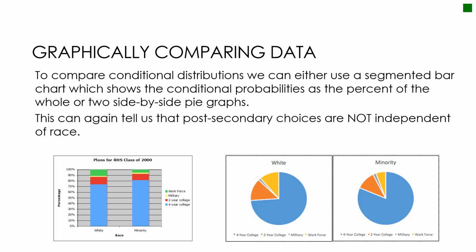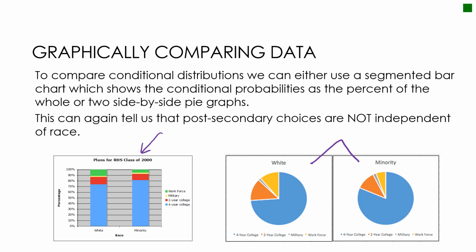Now that we know how to numerically compare data for 2 categorical variables, keep in mind that it's also possible to graphically compare 2 categorical variables. You can do just a simple side-by-side pie chart, which I've shown you here. That gives us an idea of how those category breakdowns change. I personally really like the segmented bar chart because we're looking at the percent of a whole, and it gives you an idea out of the full population of whites versus minorities what the breakdown was.